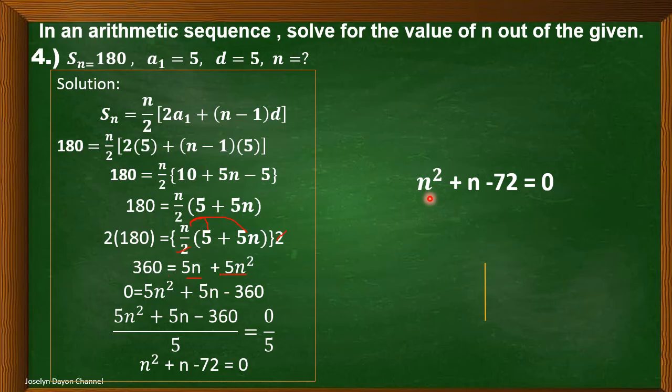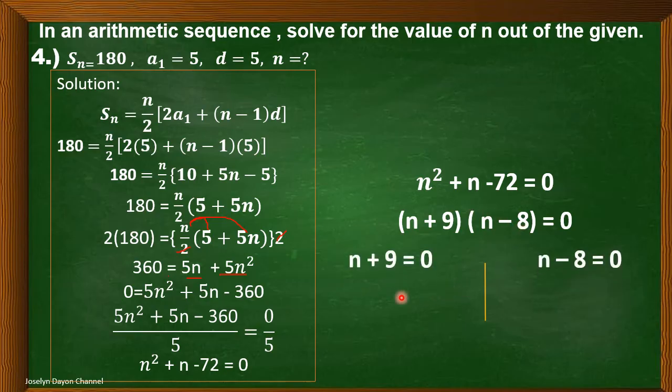Okay, we can solve this by factoring. Factors of n squared are n and n, which give a product of n squared. And the factors of negative 72 that will give a sum of 1 are 9 and negative 8. So 9 times negative 8 is equal to negative 72, but once we add 9 and negative 8, the sum is positive 1. Next, equate each factor with 0. So we have n plus 9 equals 0, and the other one is n minus 8 equals 0.